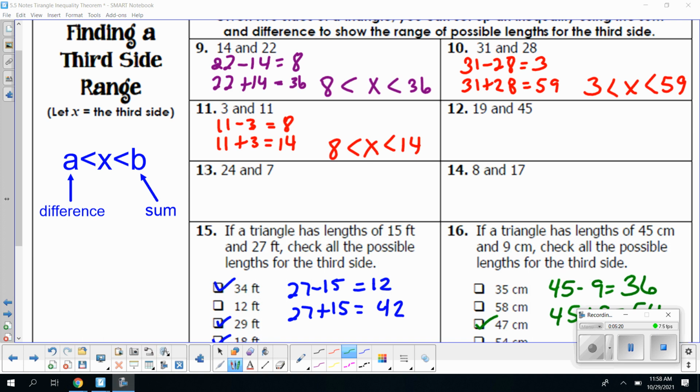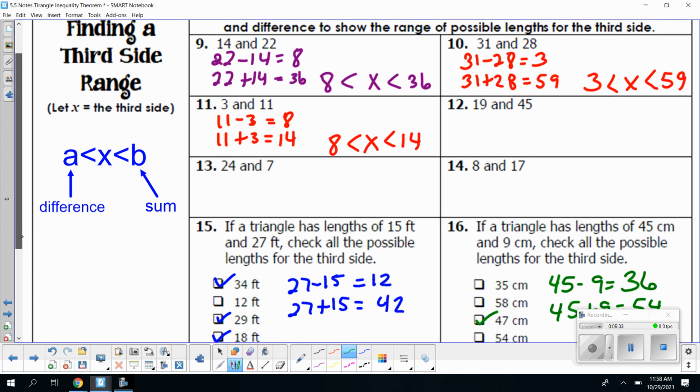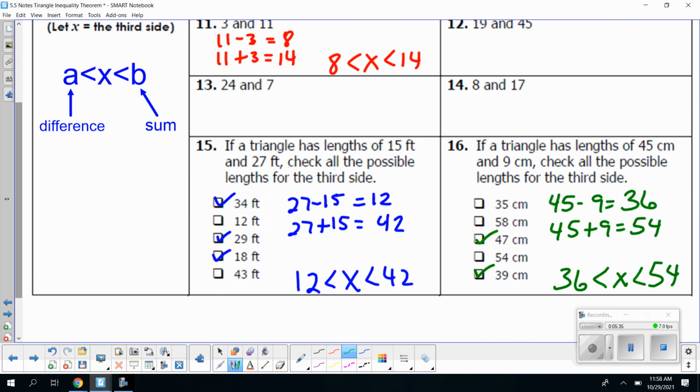Okay, checking your answers for number 10 and 16. Your side length for number 10 should be less than 59, but greater than 3, so x needs to be between 59 and 3. And then on number 16, the sum of 45 and 9 is 54.